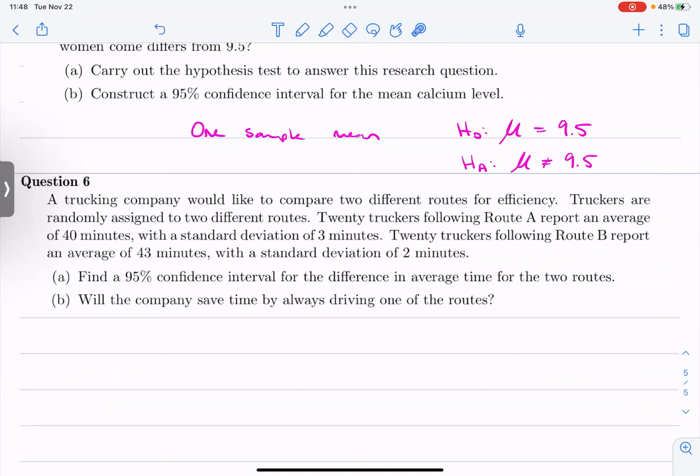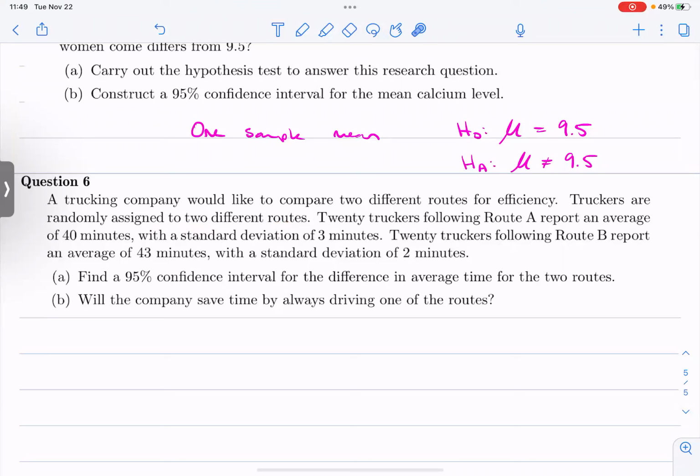A trucking company would like to compare two different routes for efficiency. So right away, two different routes. I feel like this is going to be a two sample means problem, two independent sample means, but I definitely have two samples, so it could be paired. Let's just read up and confirm. Truckers are randomly assigned to two different routes. You're going to go this route, you're going to go this route.